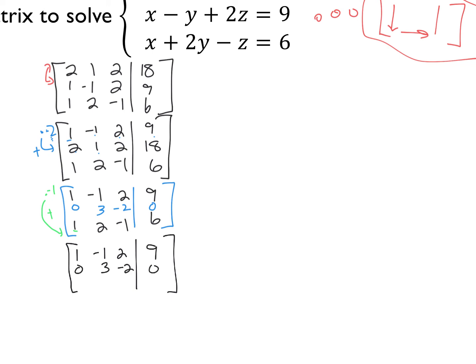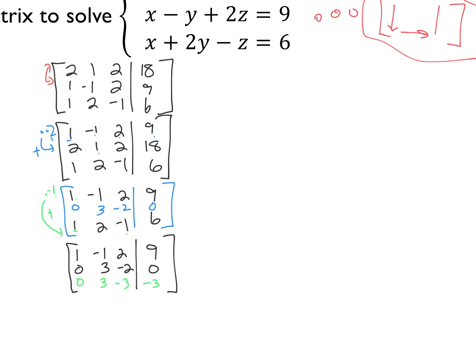Okay, and now we can go through and say 1 times -1 is -1 plus 1 is 0. -1 times -1 is 1 plus 2 is 3. -1 times 2 is -2 plus -1 is -3. -1 times 9 is -9. -9 plus 6 is -3.